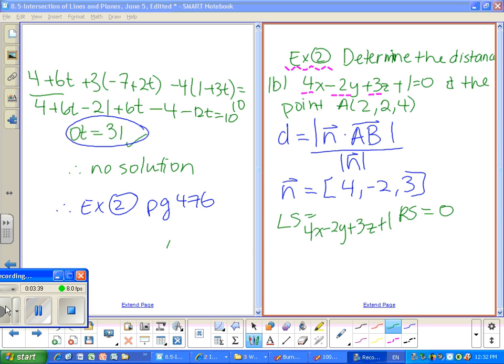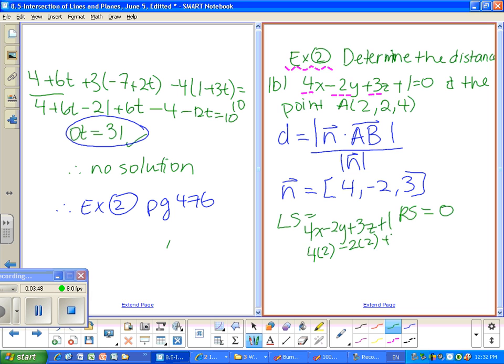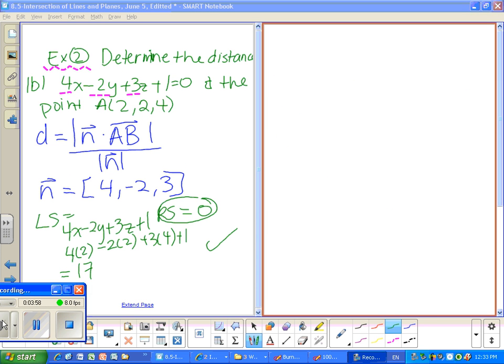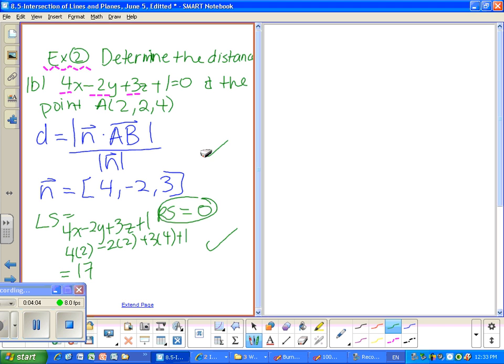And sub in your point here. So this is just to check if A is on it. So you'd have 4 times 2 minus 2 times 2 plus 3 times 4 plus 1. And the right side is staying as is. And this equals 17. So is it on the plane? Once you've checked left side equals right side, since they do not equal, you know that it does not lie on the plane. And now you'll continue with this equation.